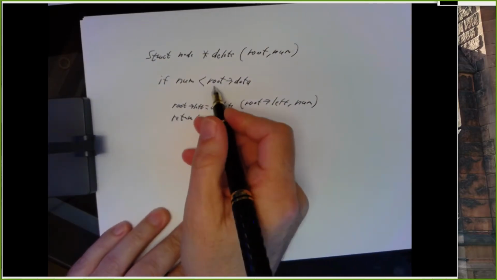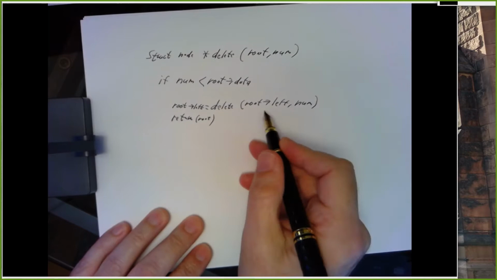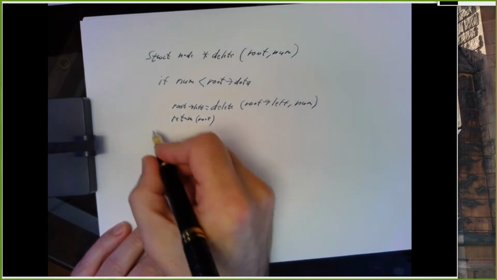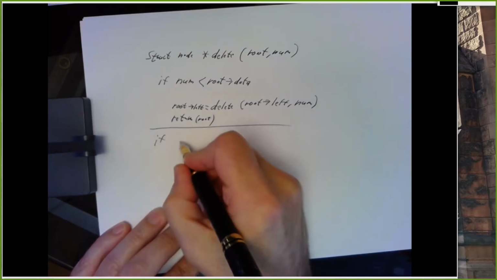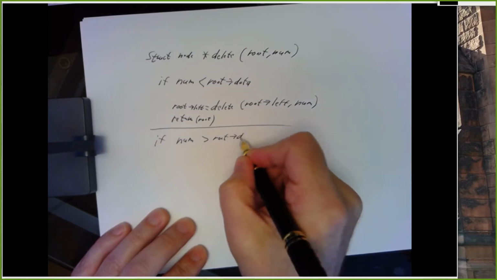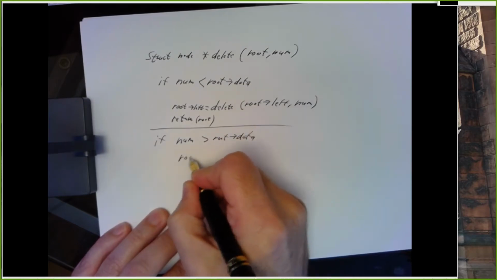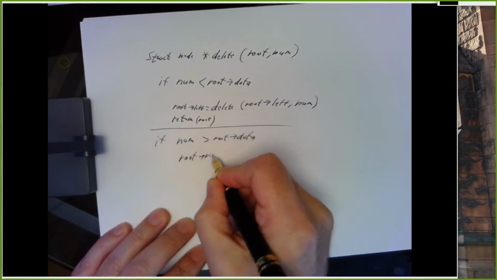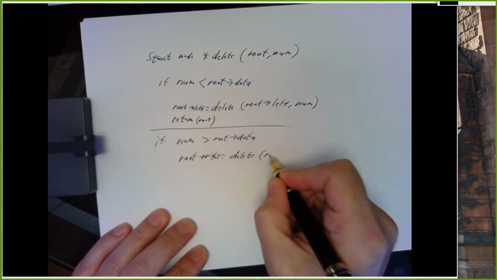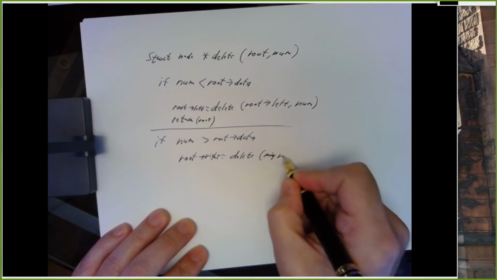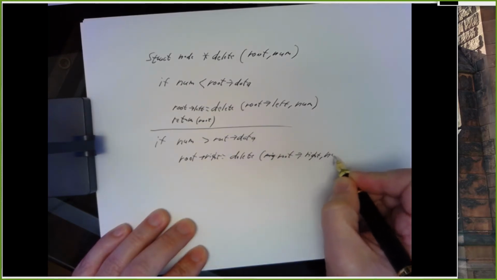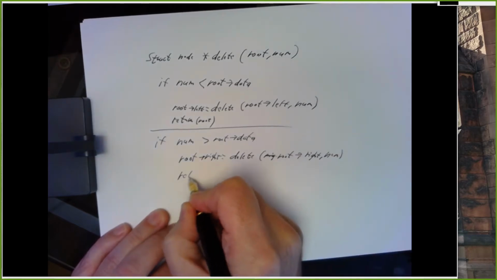Alright, so if our number is smaller than the root, delete the number from the left subtree, make that the new left subtree, and return the original root. Same thing on the other side. If our number is bigger than the root, then set the new right subtree to be what you get when you call your delete function on the right subtree to delete that number, and return the root.